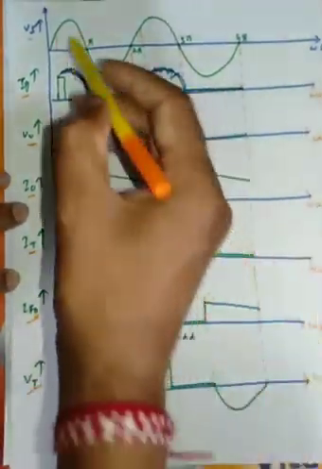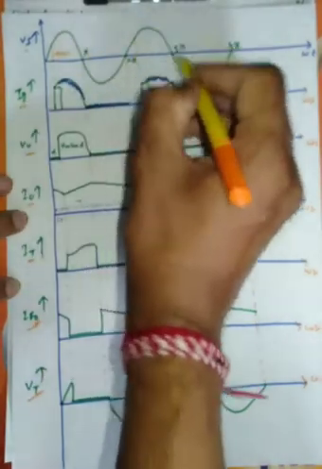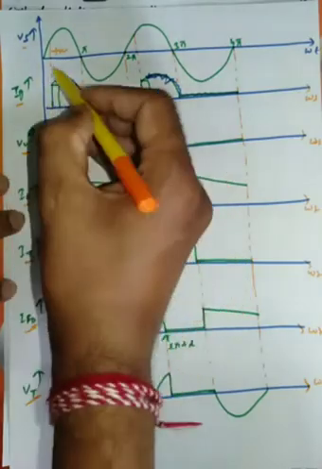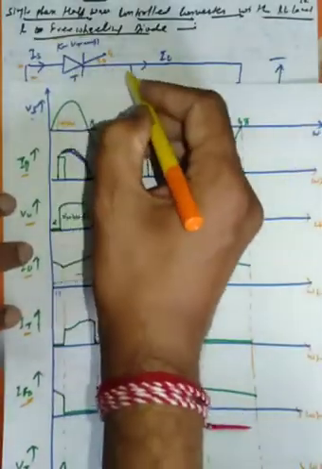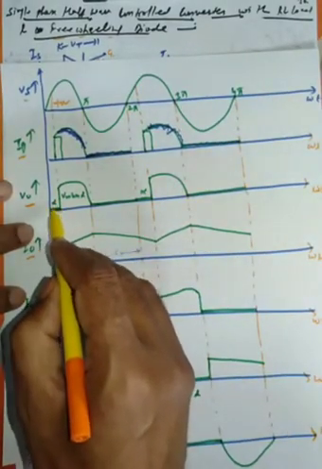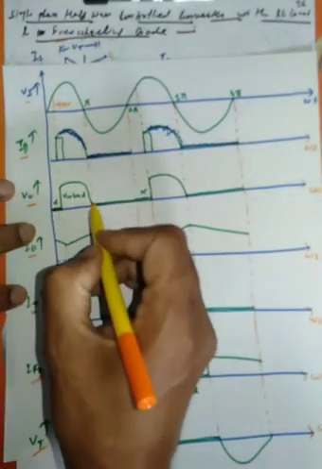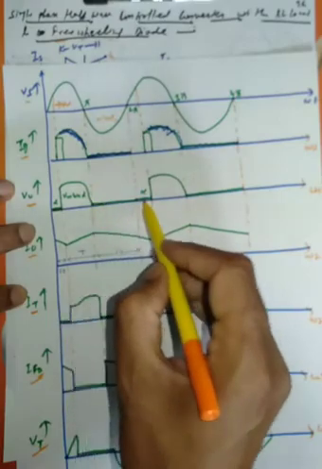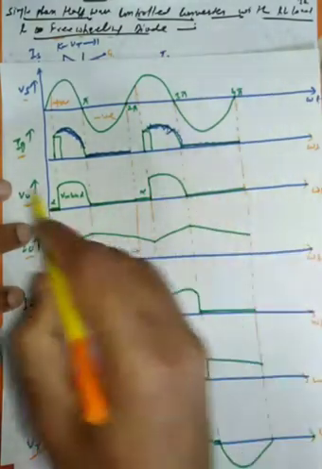So this is your input Vs, with the positive half cycle as well as the negative half cycle, and this is the gate pulse. Whenever there is a gate pulse and forward bias, the thyristor will be in the on state, conducting, and this alpha is the firing angle. So the output will be the same as your input. For the negative half cycle, the output will be 0, and for the positive half cycle it will be conducting.